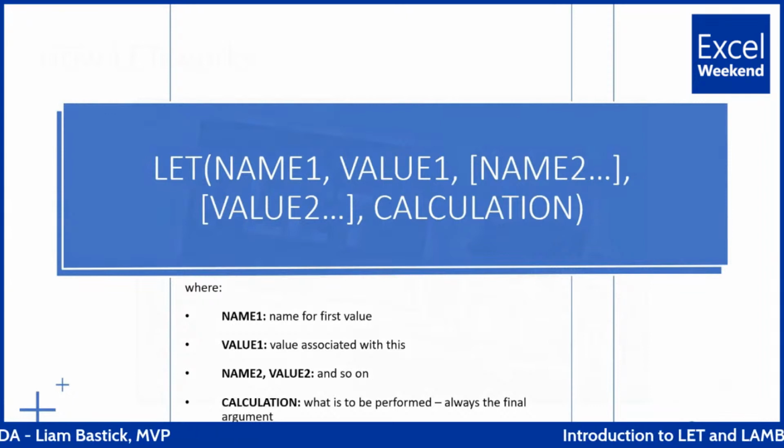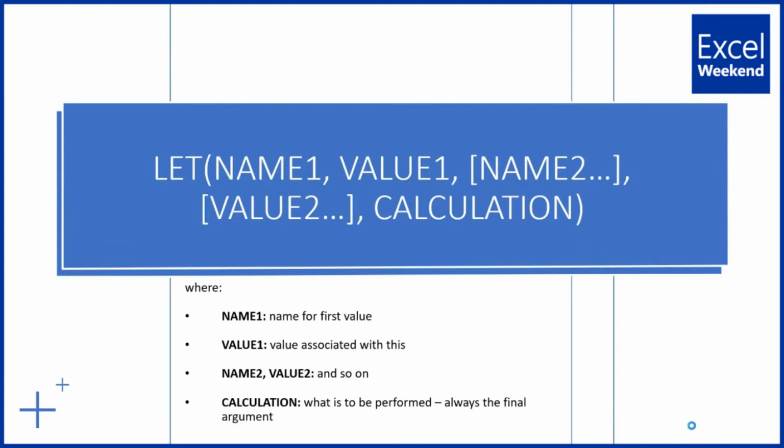So name1 is the name for the first value, and value1 therefore is going to be the value to associate with the first name. Not exactly rocket science, is it? We've also then got name2, which is the additional name, so it's optional, and therefore value2. And at the end, you have, not in square brackets, a calculation. So you need this. This is the calculation to perform. This is always the final argument, and it can refer to any of the defined names that have been put together in the LET function.